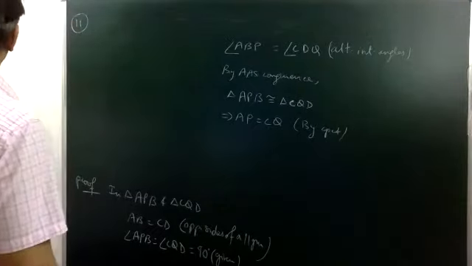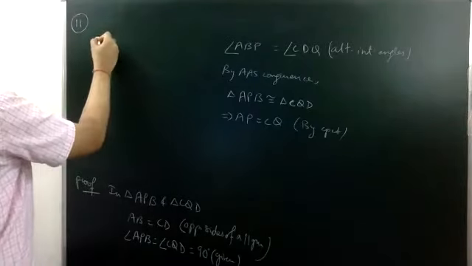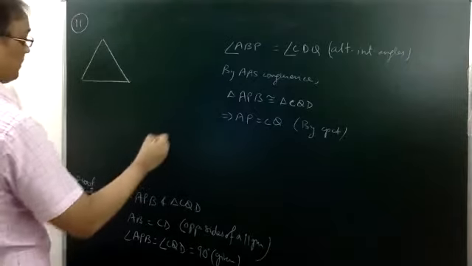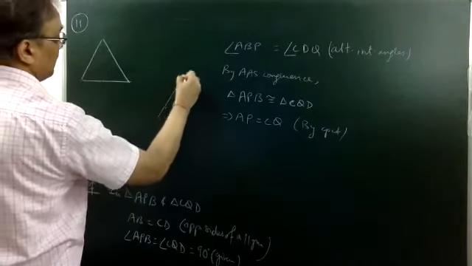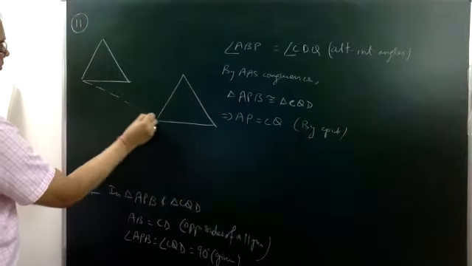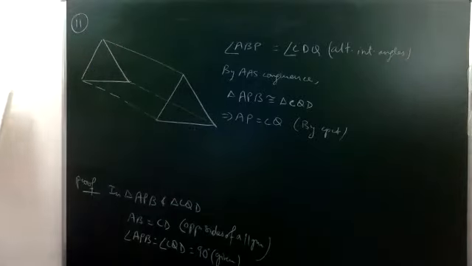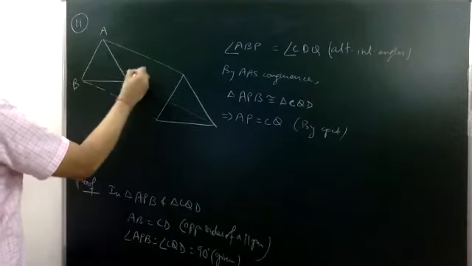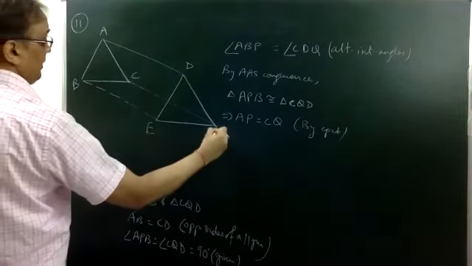Eleventh is in triangle ABC and triangle DEF. So we have two triangles. One triangle is ABC, other triangle is DEF. So this triangle is A, B, and C. This triangle is D, E, and F.